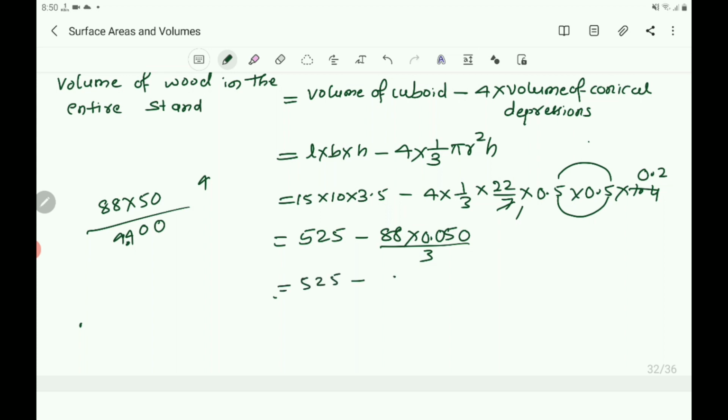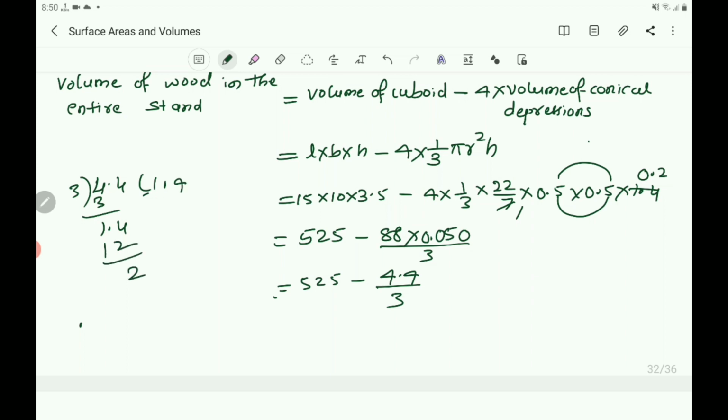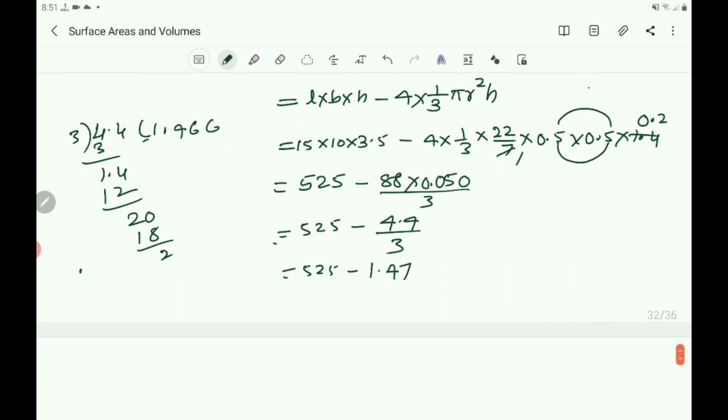So it becomes 525 minus 4.400, you can leave this, divided by 3. Then again you divide 4.4 by 3. 3 ones are 3, 1, 4, point you write, 3 4s are 12, again 2 is remaining, 0, 3 6s are 18, again 2, 6. Approximately you can take 525 minus 1.466, which is approximately equal to 1.47.